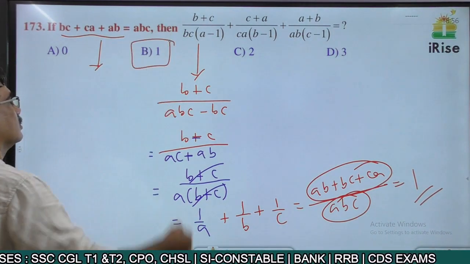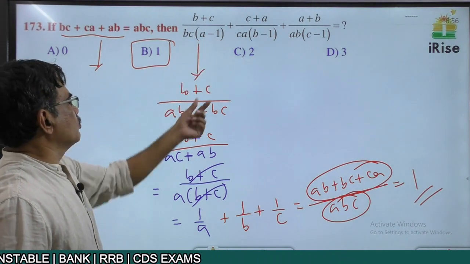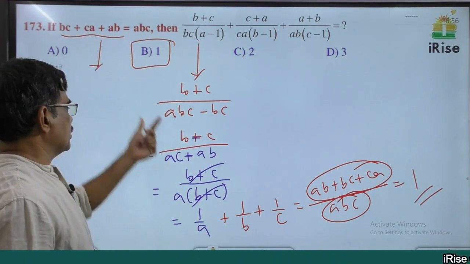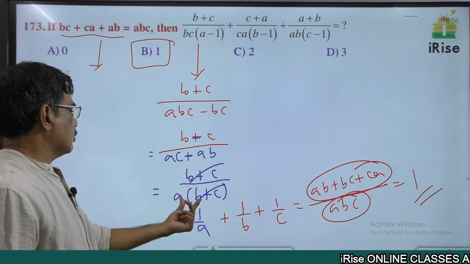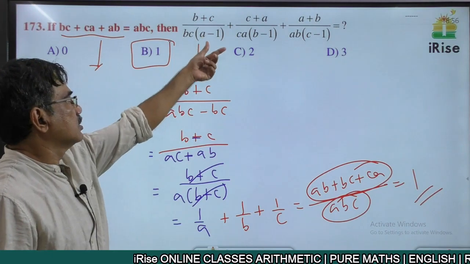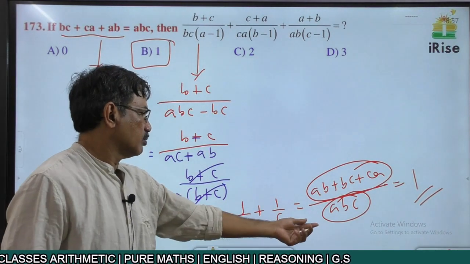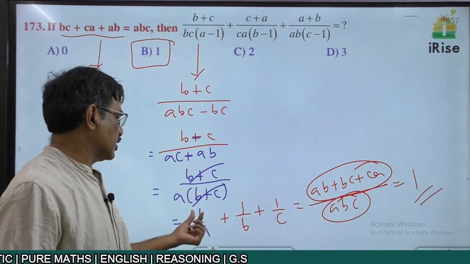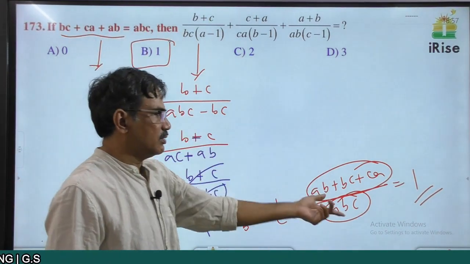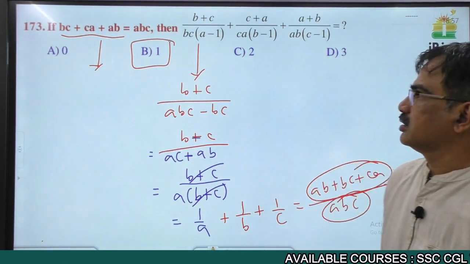Once again, this is multiplied: abc minus bc. abc minus bc can be written as ca plus ab. By taking a common, b plus c, b plus c cancels, the first part is 1 by a. Second part is 1 by b. Similarly, third part is 1 by c. By taking LCM as abc, you get ab plus bc plus ca. But the given condition is again abc. abc by abc is 1. Okay, so this is about this question.